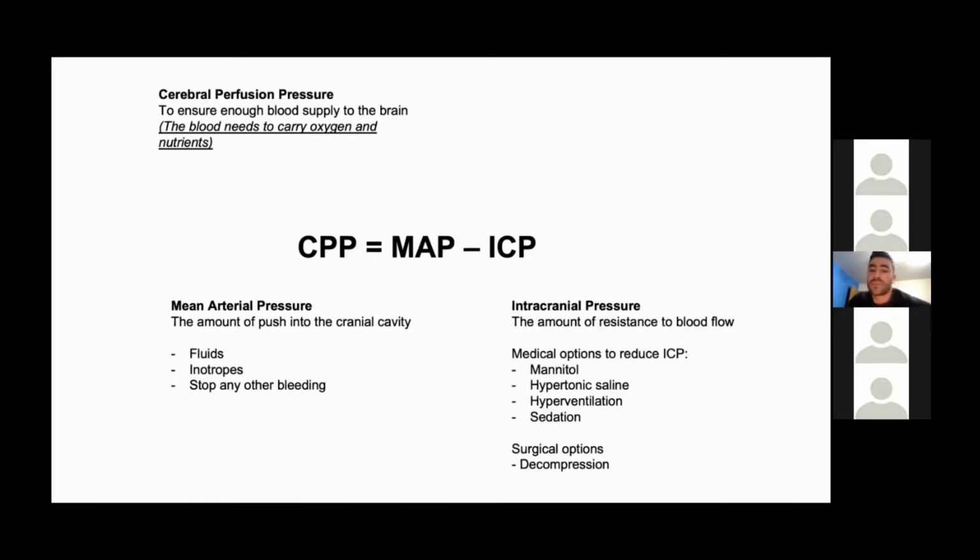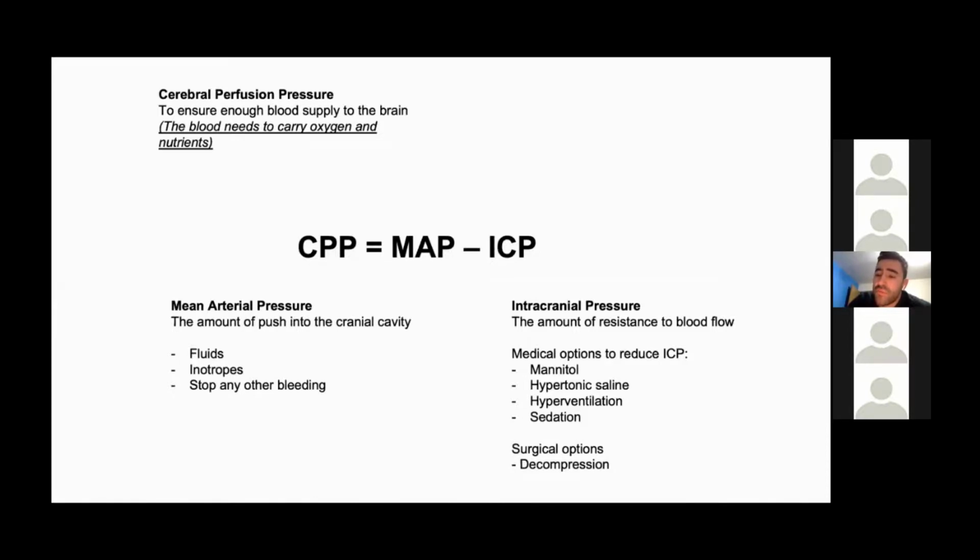And then, of course, ICP, intracranial pressure, is the amount of resistance to that blood flow. So this equation is fairly straightforward: the amount of push minus the amount of resistance is the total pressure that can get blood effectively to the brain. And managing high ICP: there are medical options to manage high ICP, to basically bring it down. A lot of them, so mannitol and hypertonic saline, work by, the main theory is, osmotically withdrawing some of the extra fluid in the brain parenchyma itself.